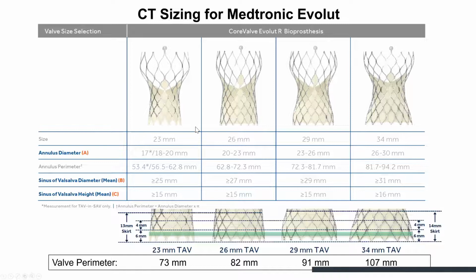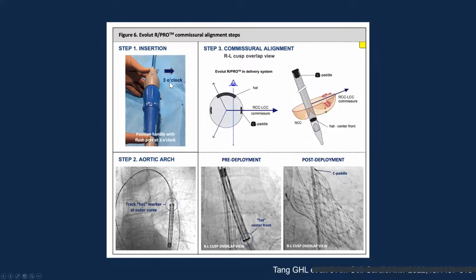This is the sizing chart of the Evolut valve platform. And we now know that by inserting the delivery system with the flush port at 3 o'clock, facing away from the operator, you should track the delivery system nicely with the hat marker at the outer curve at the time of crossing the arch, such that when you are crossing to the annulus at the cusp overlap view, it should show you at the center front. And when you deploy the valve in the final cusp overlap view to assess the commissural alignment, the C paddle should be facing the right side of the screen on fluoroscopy. And that can show you that you have good commissural orientation.